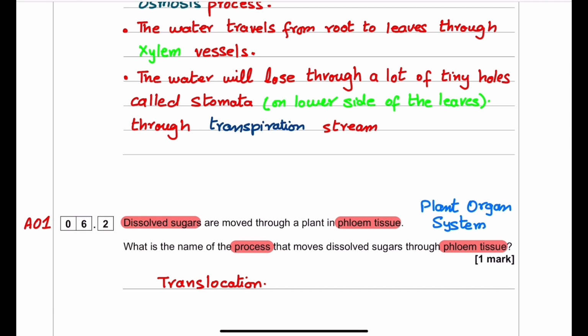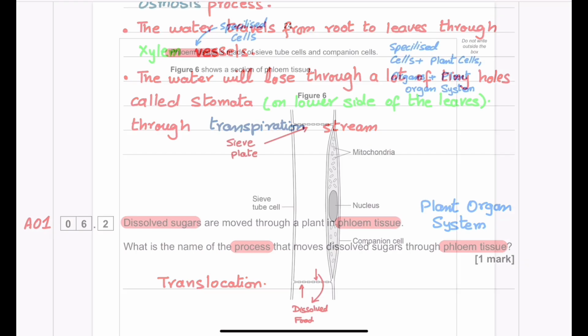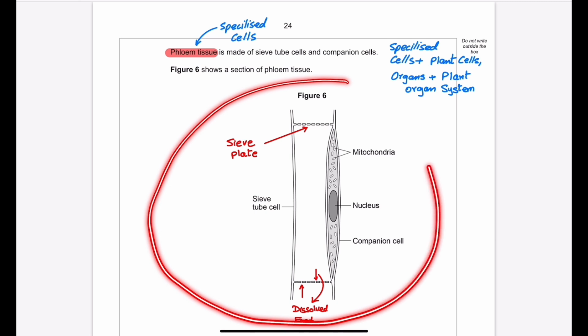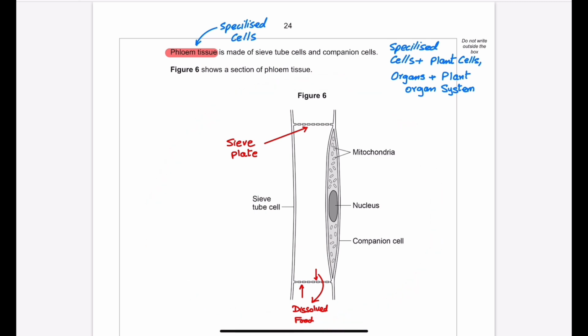It is a keyword, and the student must be careful about the spelling. Figure number 6 shows the structure of a phloem tissue. A phloem tissue consists of two types of cells. One is called the sieve tube cells, and the other is the companion cells.